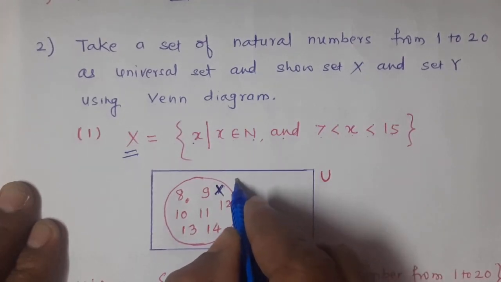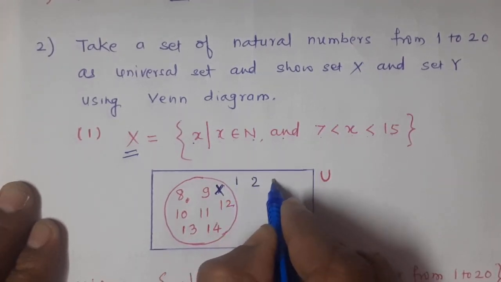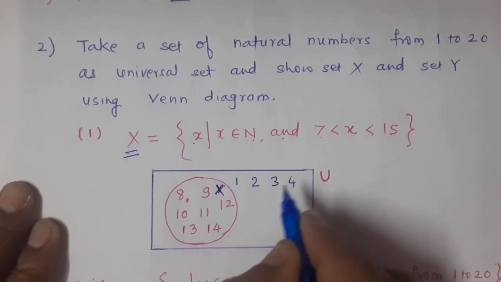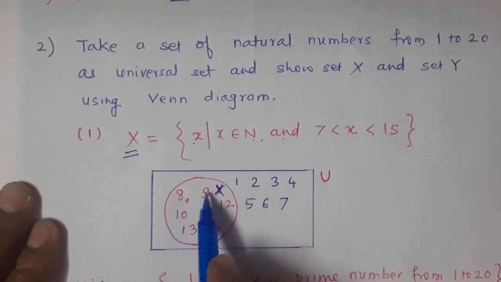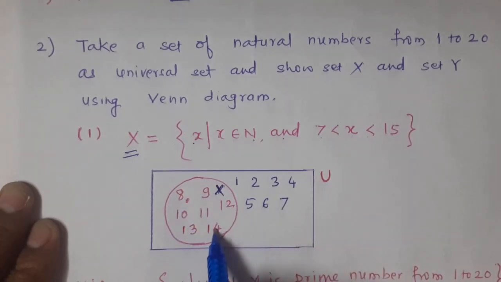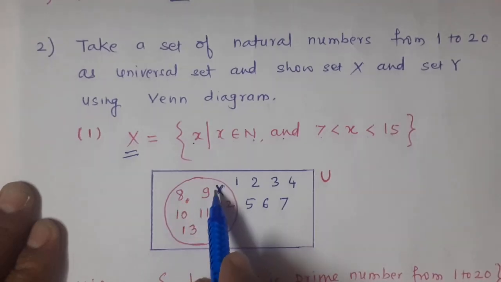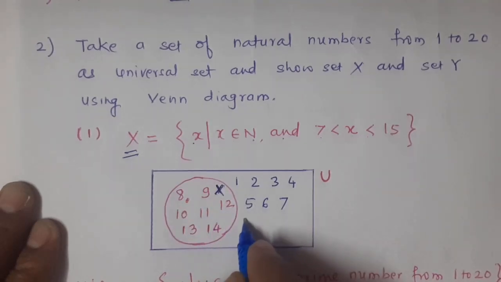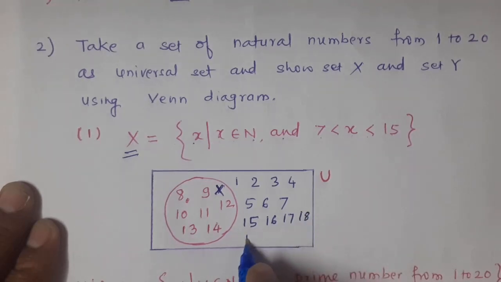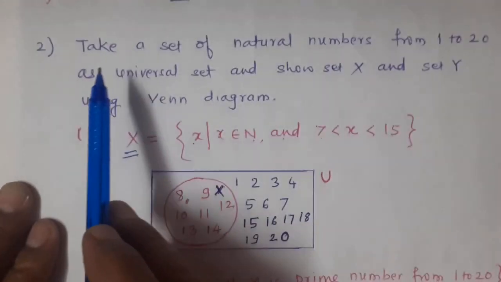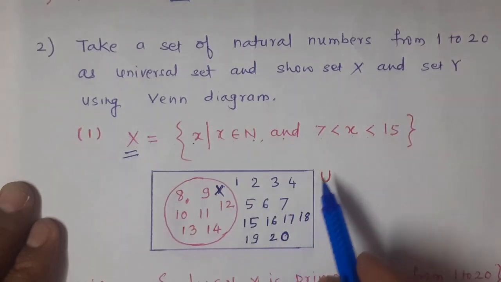So I am writing here 1, 2, 3, 4, 5, 6, 7, 8, 9, 10, 11, 12, 13, 14. This is the subset that is represented as X. Then 15, 16, 17, 18, 19 and 20. Like that you have to show this in the universal set.